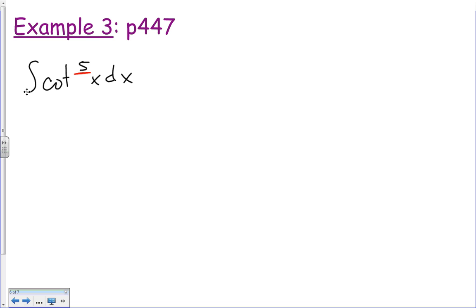So our formula is, this is equal to, negative 1 over n minus 1. Let me put that negative back in there. Negative 1 over n minus 1. So n is 5, so that's going to be a negative 1/4. And then it's times the cotangent to the n minus 1, so that's going to be cotangent to the 4th of x. Again, we're just replacing n with 5 as we go through that formula. And then minus the integral of cotangent to the n minus 2, so that's going to be cotangent to the 3rd of x dx. So that's one iteration, or one use of the reduction formula.